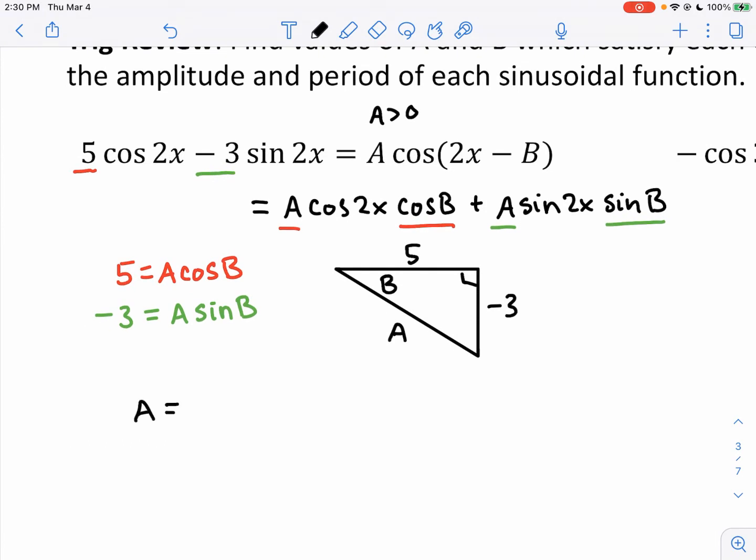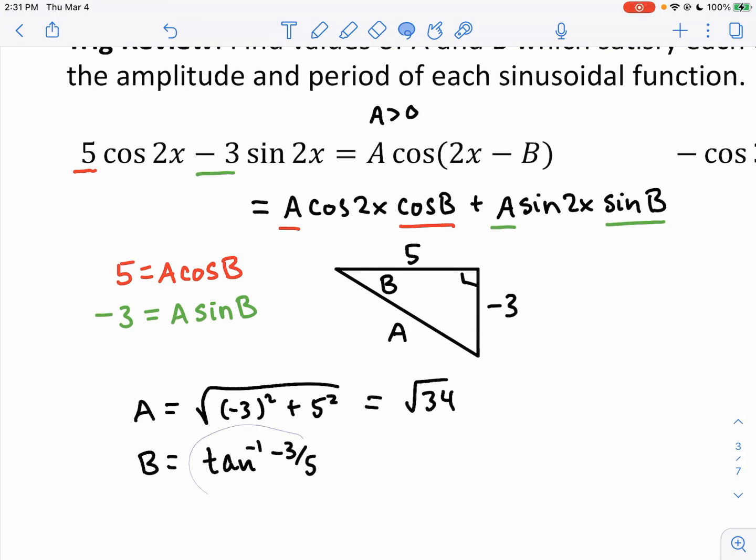So A is simply going to be the Pythagorean theorem. We'll do the square root of negative 3 squared plus 5 squared. So A is going to give us 9 plus 25. We're going to get radical 34 as A. And B will be the arc tangent of negative 3 over 5.